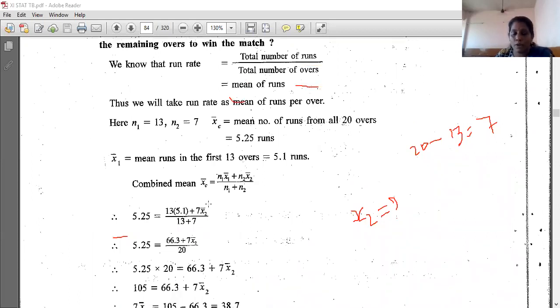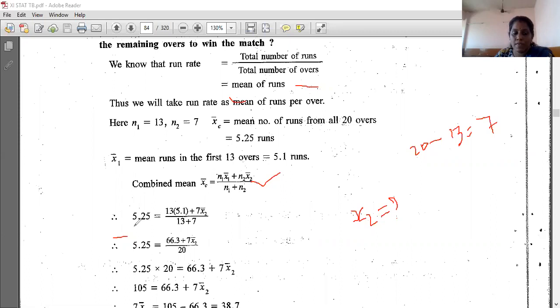Okay, now see here, our formula is X bar C equal to N1 X bar 1 plus N2 X bar 2 upon N1 plus N2. Okay, so the combined mean is 5.25 equal to 13 into 5.1 plus 7 into X bar 2 upon 13 plus 7. So now the combined mean is N1 X bar 1 plus N2 X bar 2 upon N1 plus N2.